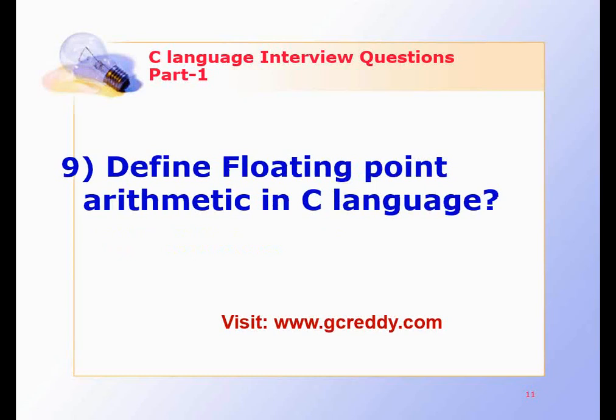Define floating point arithmetic in C language. When an arithmetic operation is performed on two real numbers or fractional numbers, such an operation is called floating point arithmetic. The floating point results can be truncated according to the program's requirement. The remainder operator is not applicable for floating point arithmetic operands.